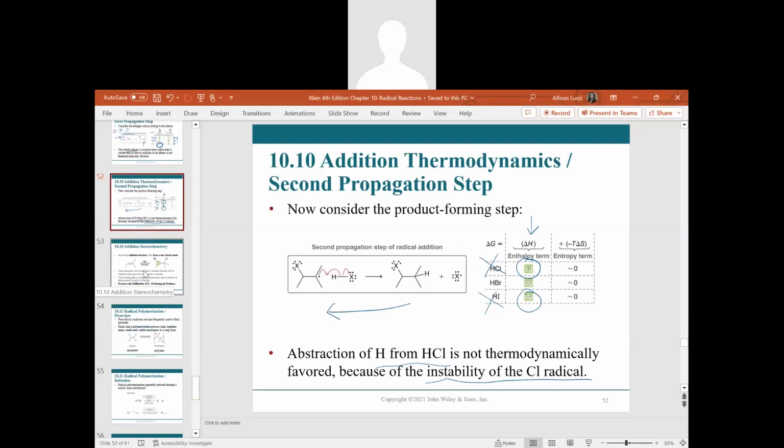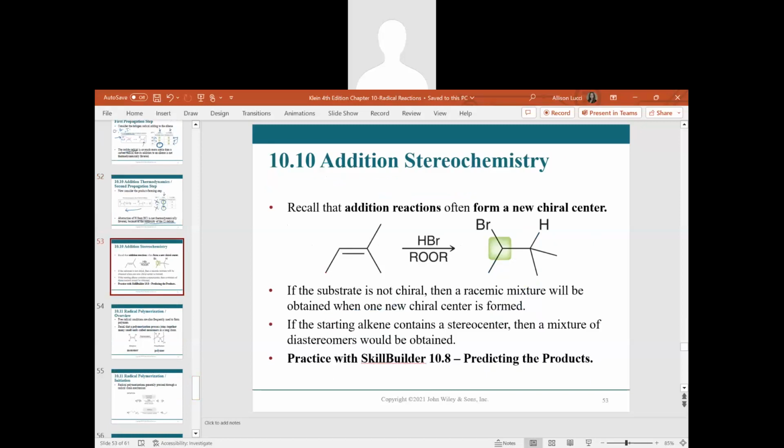So the next slide here, in section 10, we're just going to do a summary, but now with our anti-Markovnikov addition happening, if a new chiral center is created, so this would be an achiral molecule to a chiral center, we would create a product that has a racemic mixture of configuration. So substrate is achiral, racemic mixture.